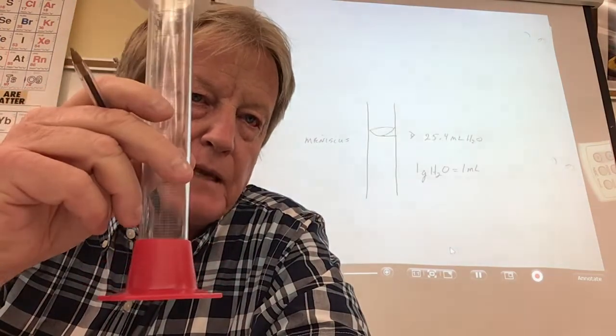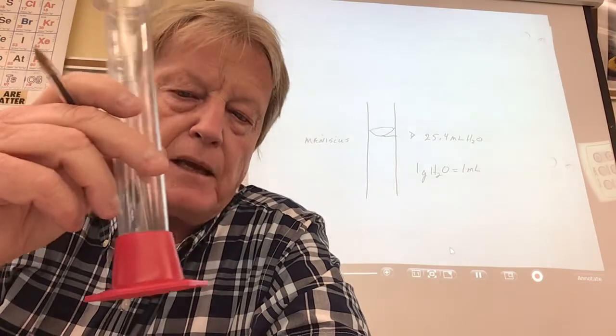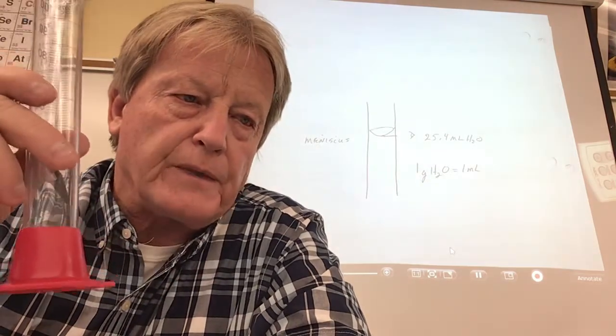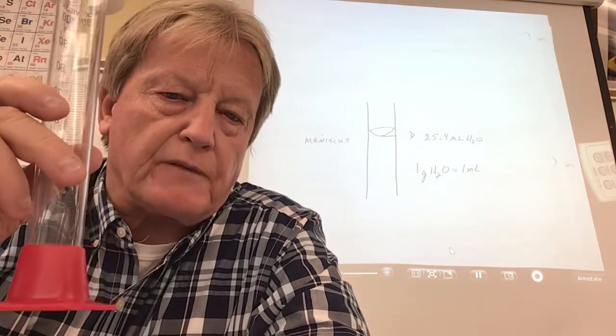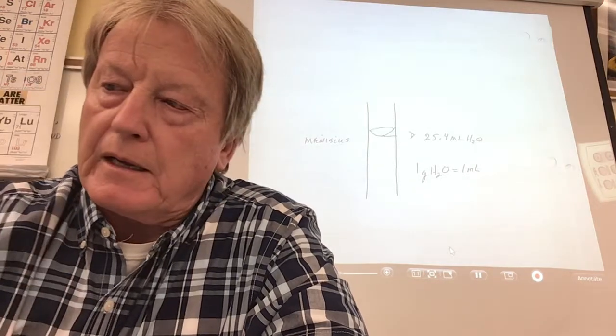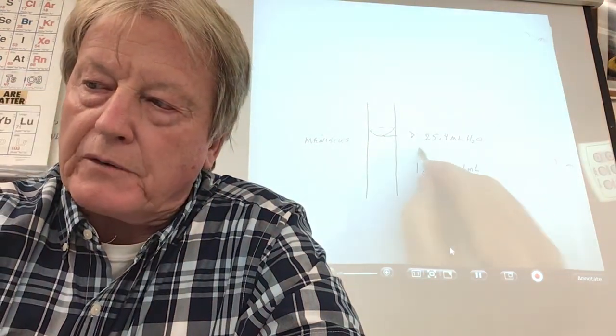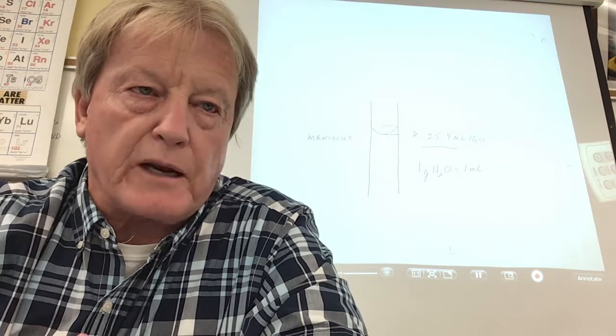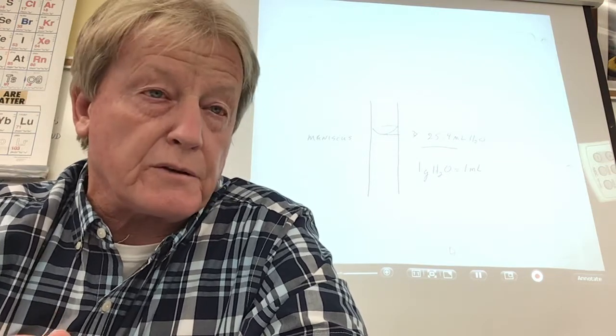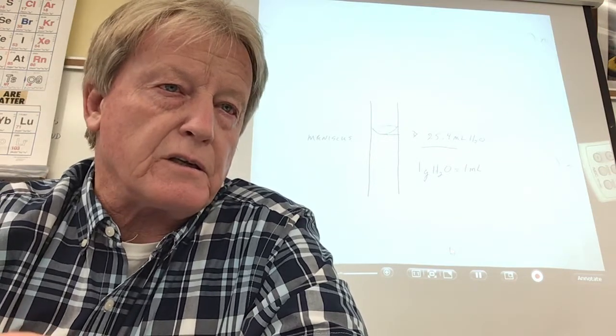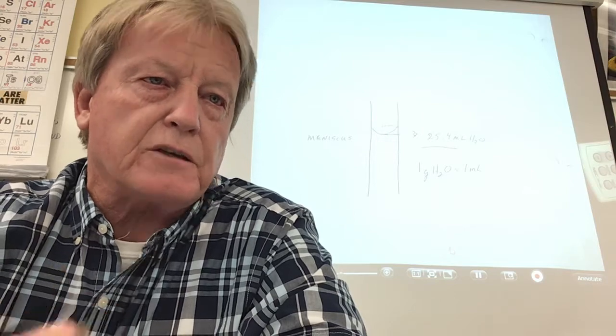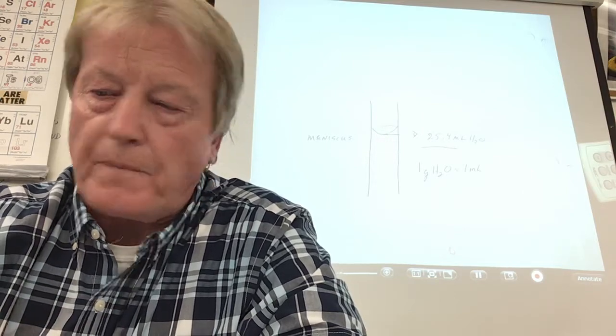Subtract the mass of the graduated cylinder, put a random amount of water in there, have everybody read it, and then find the mass of the water. The mass of the water should be around 25.4 grams if it's 25.4 milliliters of water. That's how you can train each other to read the meniscus well.